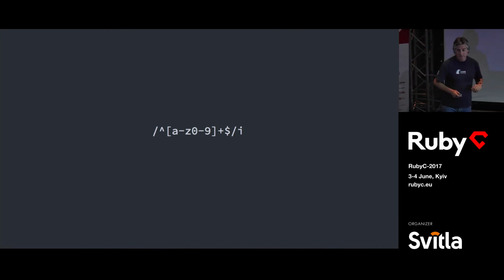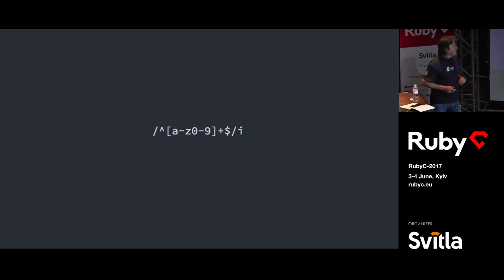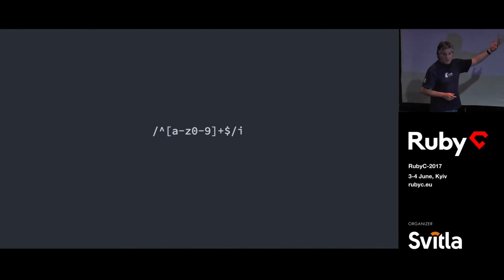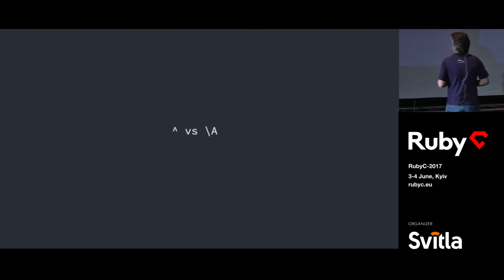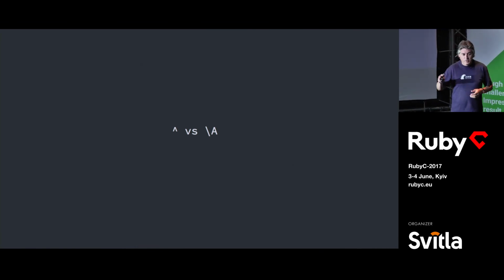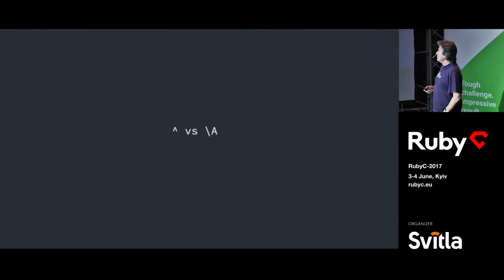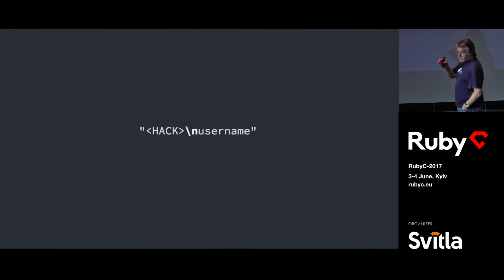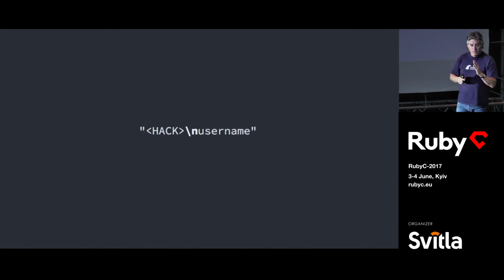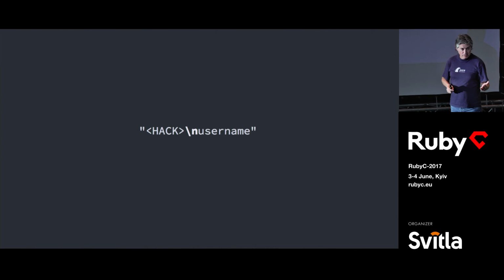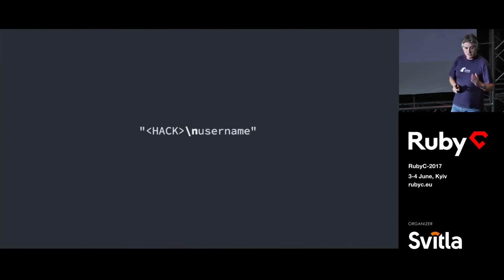Okay, username. Let's have this simple regular expression that wants to check if a username is valid. Yeah, simple one. Okay, in Ruby, the caret is different from the \A anchor. The caret anchors to the beginning of any line. And the difference is if you have a multi-line string, in any of the beginnings of the line, the caret is going to match. Whereas \A matches only at the beginning of the string, regardless of whether the string has multiple lines. It's the beginning of the string.